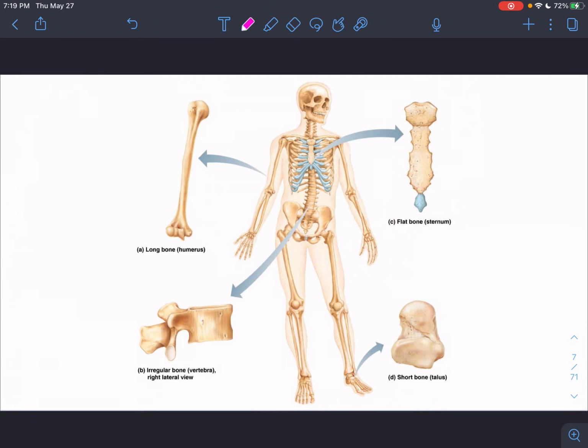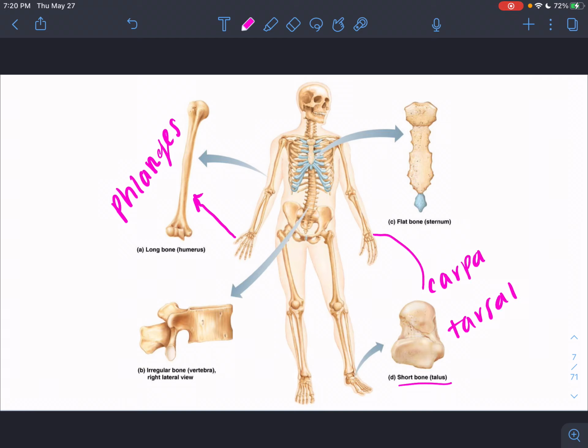So here's an image that just shows that. Again, long bones are going to be longer than they are wide, so humerus. The phalanges in your finger are also long bones. Short bones, this one is showing your talus, which is a tarsal, a bone of your ankle, but also the bones of your wrist, the carpals.